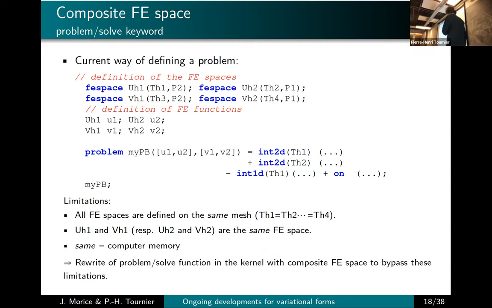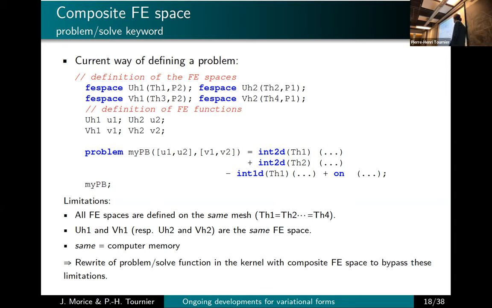I will think about the current way of defining programs in FreeFem. If I define different FE spaces and use different FE solutions, I suppose that is a more general case with automatic mesh definition, and I want to use a problem keyword to define my variational form.